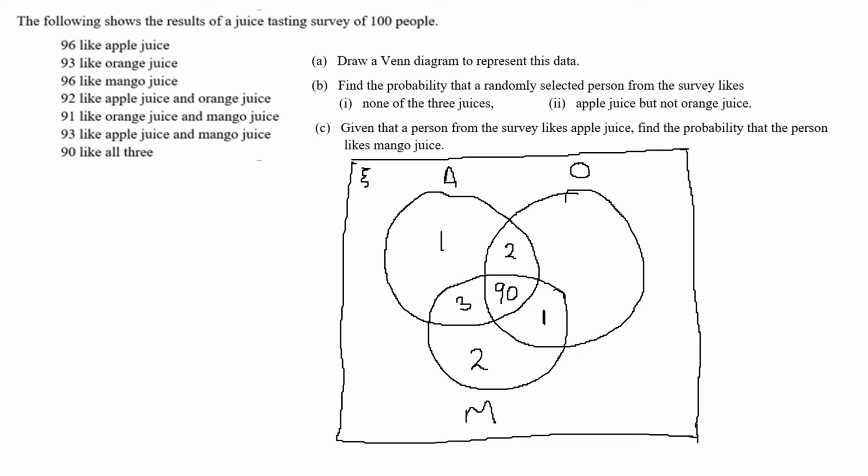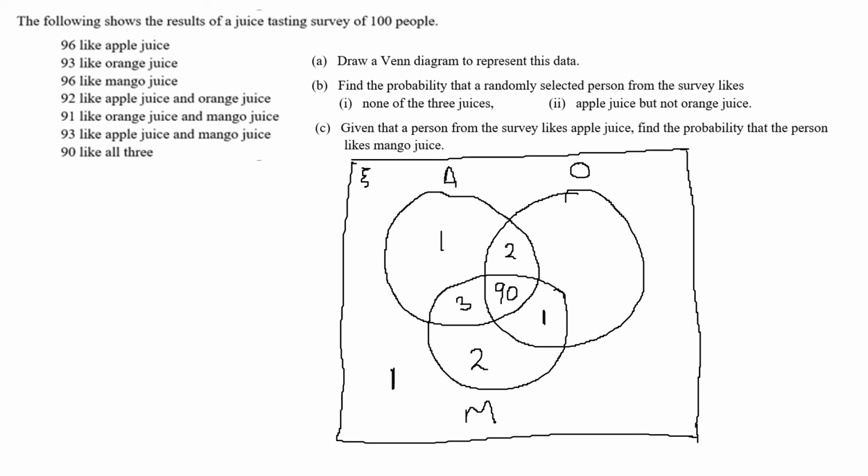And then to find out how many people like one of the juices, we're going to add them all together. So we've got 1 and 1 is 2, 2 and 2 is 4, and another 2 is 6, 3 is 9, 9 and 90 is 99. So we're going to have this 1 person that doesn't like apple, orange or mango juice. So we've drawn our Venn diagram.